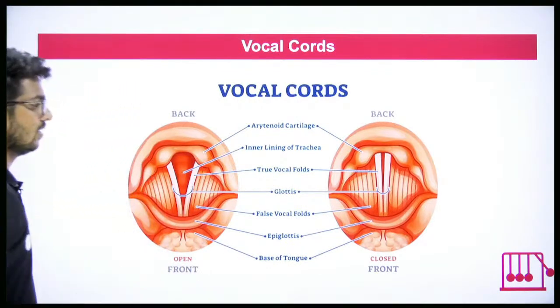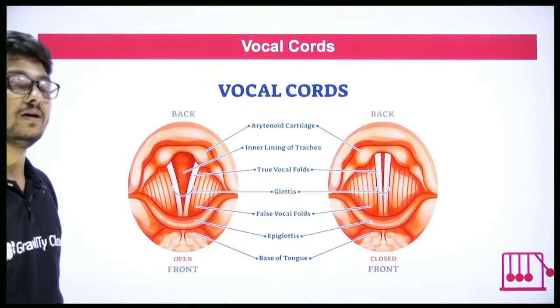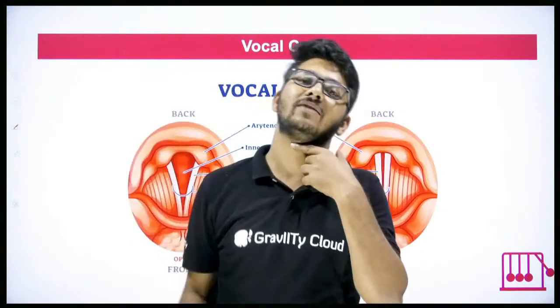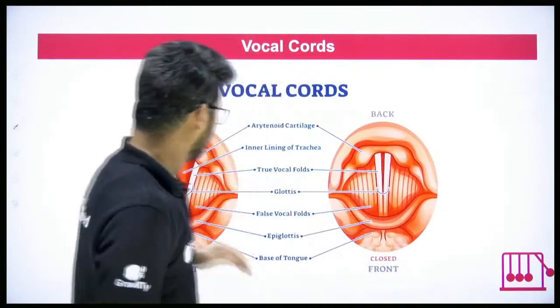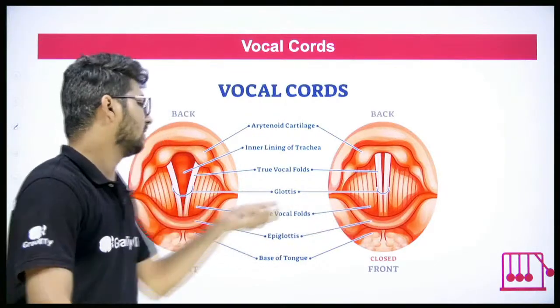So here, as you can clearly see, this is written as back and this is written as front. What does that mean? Front is here, and obviously the opposite side will be back. So this part is at the front. At the front, the vocal cords are closed in both the cases.